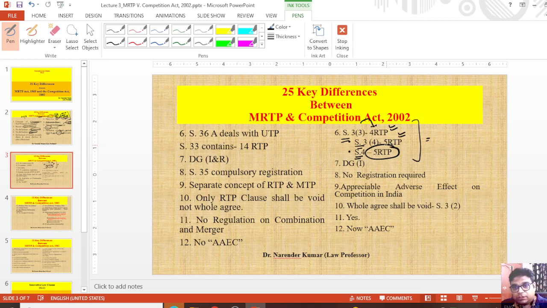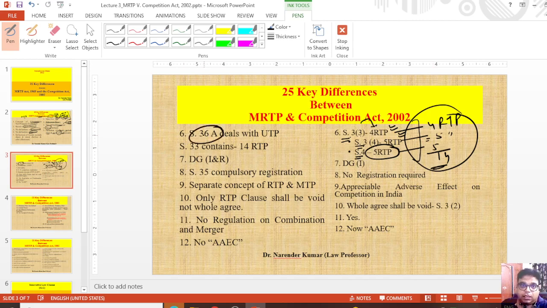One more practice is covered here. Sorry, this is section 3 clause 3, that is 4 RTP. Section 3 clause 4, that is 5 RTP, and section 4 talks about 5 again. Now these are the 14 RTP. So now if we compare on this point, section 36A.